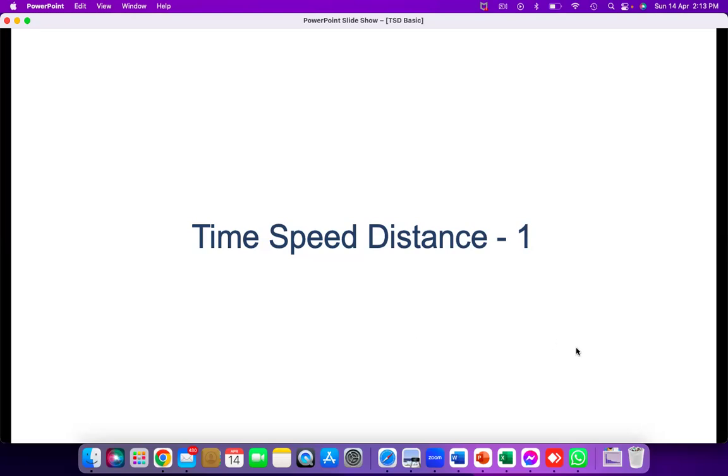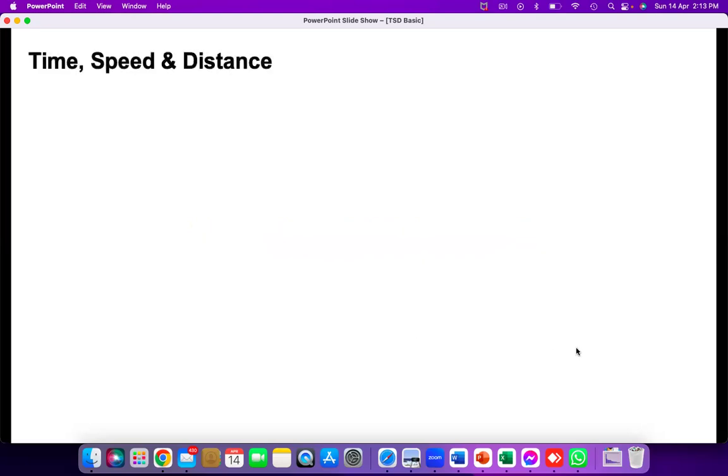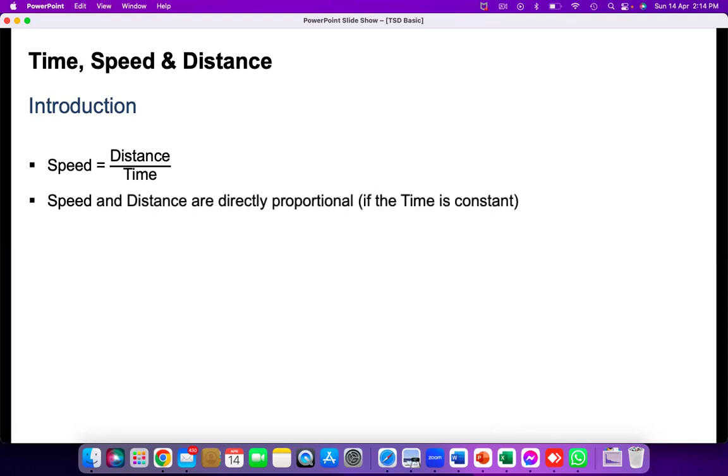Let me take you through. Speed is equal to distance by time. This is the formula, and this is the basic formula. If you can understand this formula, you can solve any question which is based on speed, time, distance, because everything else is derived from this fundamental formula. Now, speed and distance are directly proportional if time is constant.